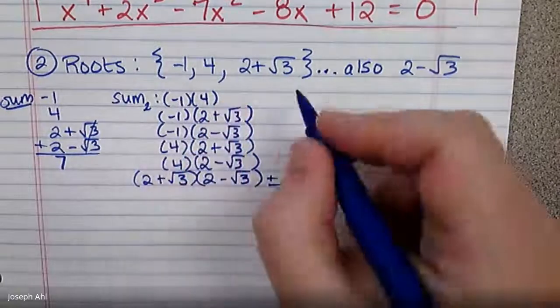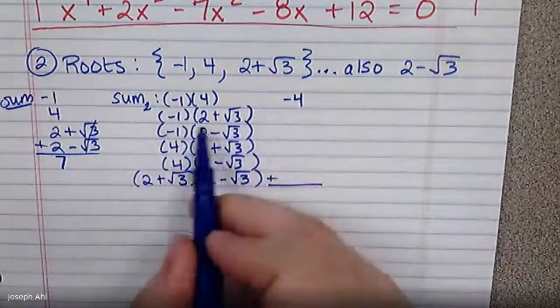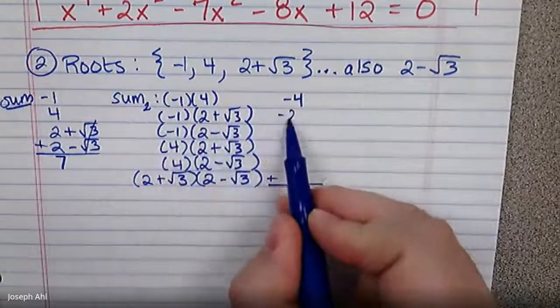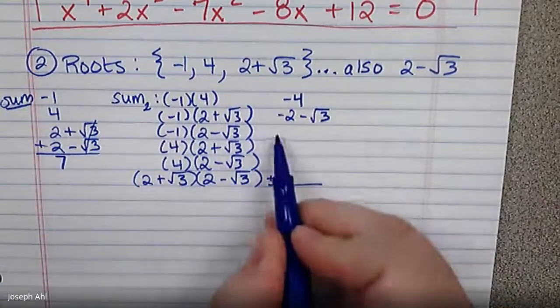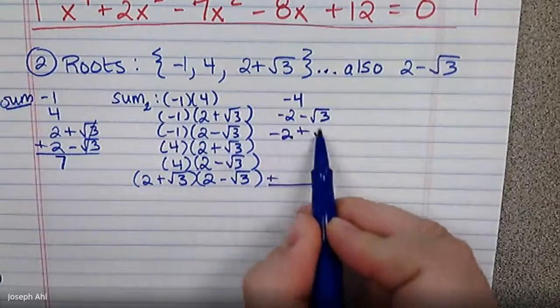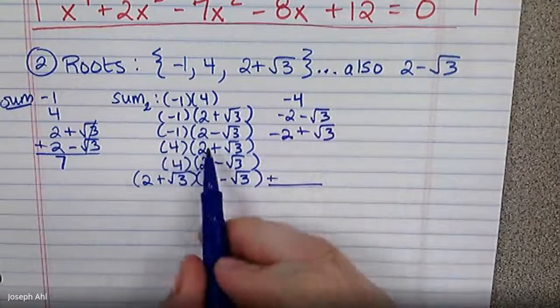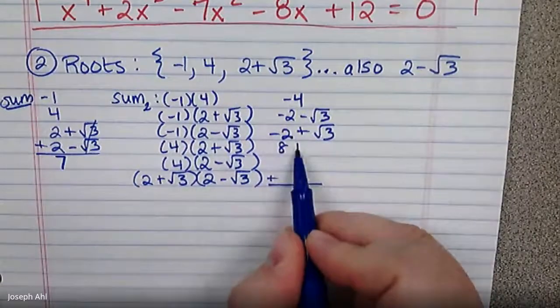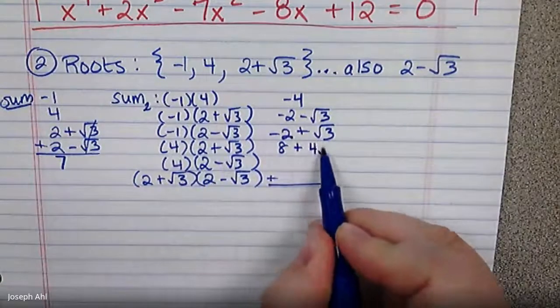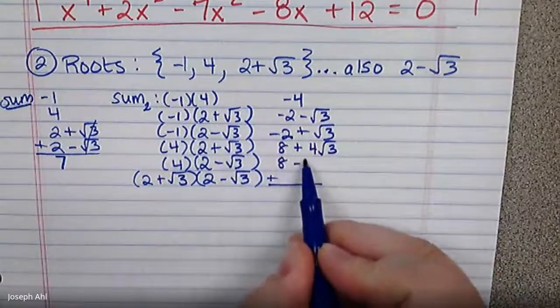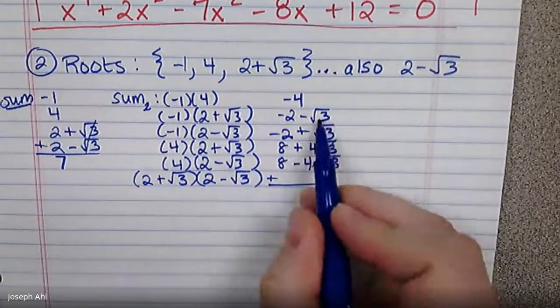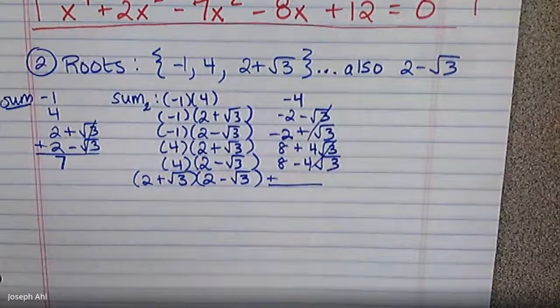All right, first product, -4. Then we're going to get, if I distribute the -1, -2 minus radical 3, -2 plus radical 3. Distribute the 4 to get 8 plus 4 radical 3, and then 8 minus 4 radical 3. These radical parts, guys, have to cancel out. You're not going to be left with a coefficient with a radical in it.